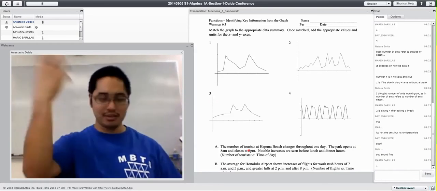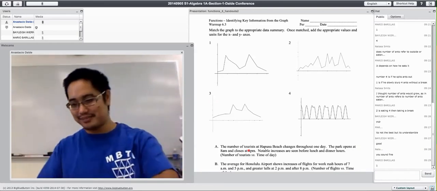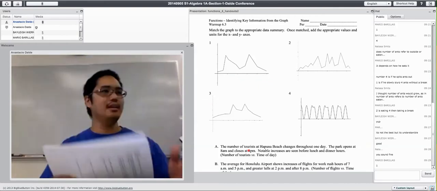Come on, you expect me to get up there? I've been standing up all this time. Come on up here. Alright, here we go. I'm going to give you guys one.